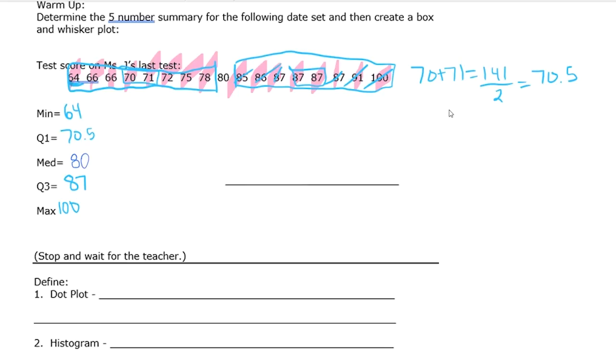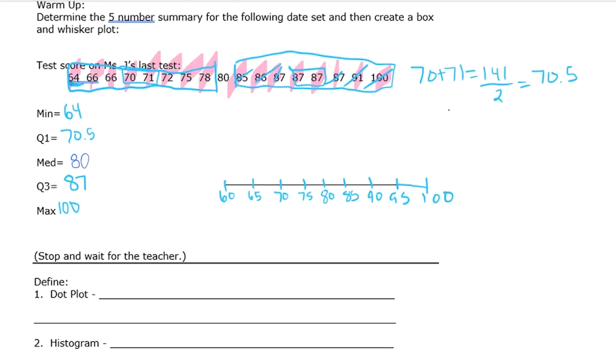So we're going to start below 64. Let's go 60. Then 65, then 70, then 75, 80, 85, 90. 95, looks like I need to extend this line out, and then 100.